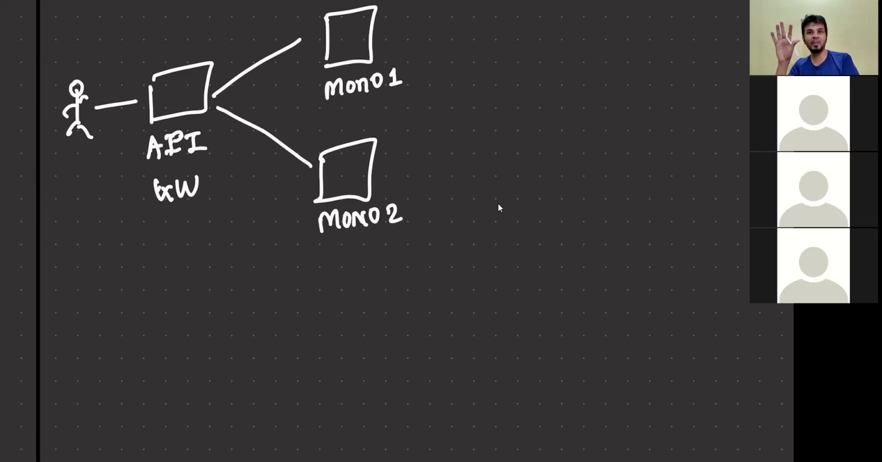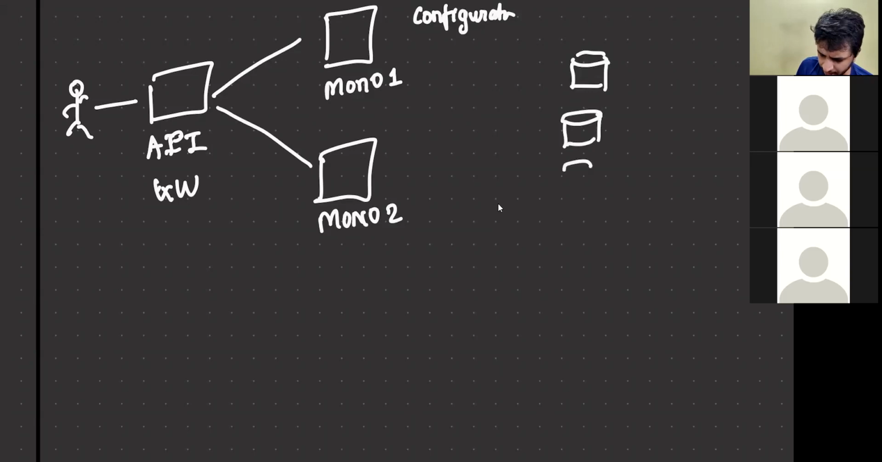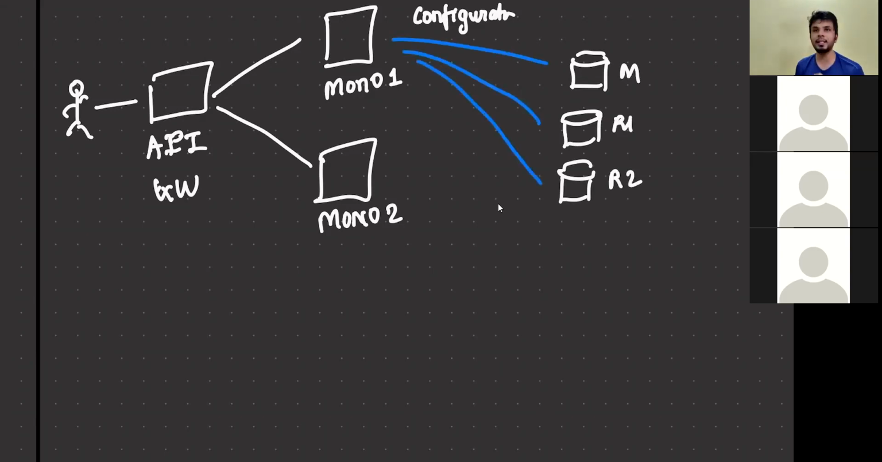This legacy one reads from a configuration store. This config is something that we did not alter, so whatever code is there, it is being served. It connects to the database that it has to connect to, so let's say master, replica 1, and replica 2. It connects to whichever database it has to, and then sends the response.